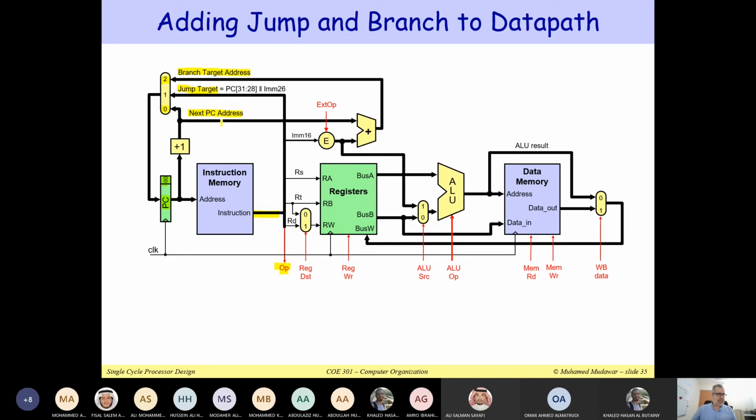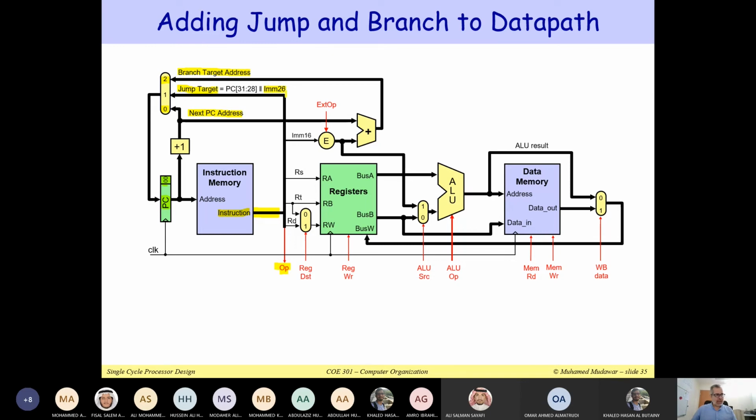Okay, for the jump, it's easy because we look at the 26-bit immediate. Now remember that the 26-bit immediate is part of the instruction itself. So the instruction is available here at the output of the instruction memory. So this consists of 32 bits. So we extract 26 bits. We know from the opcode that this is a jump because it has a unique opcode. So we extract the 26-bit immediate.